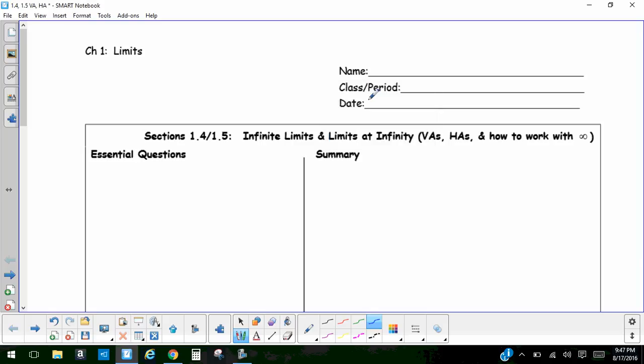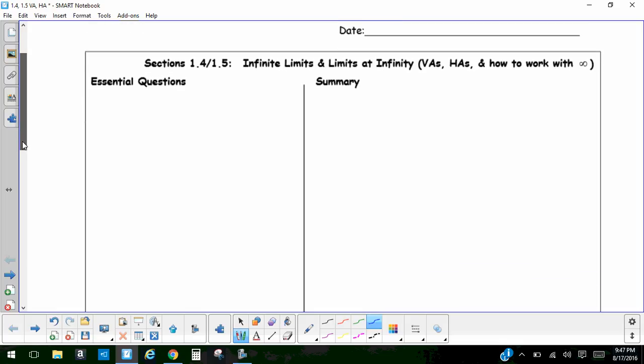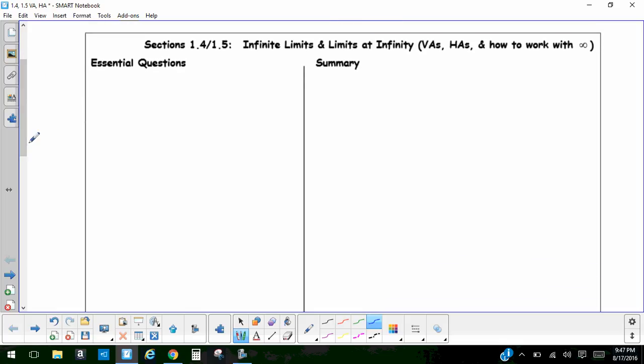Okay, so for this notes packet, we will actually spend 2 days and you will have 2 homework assignments. One day we'll be talking about vertical asymptotes, and one day we'll be talking about horizontal asymptotes. So, essential questions for the first day.